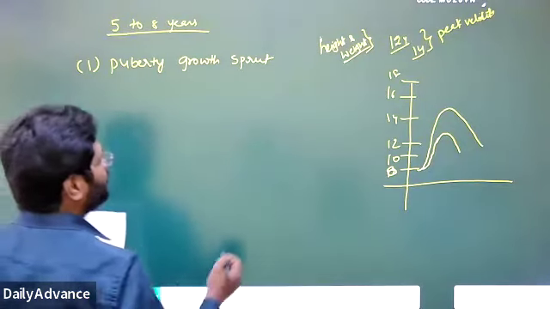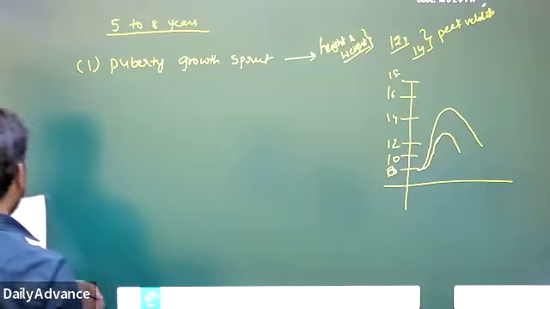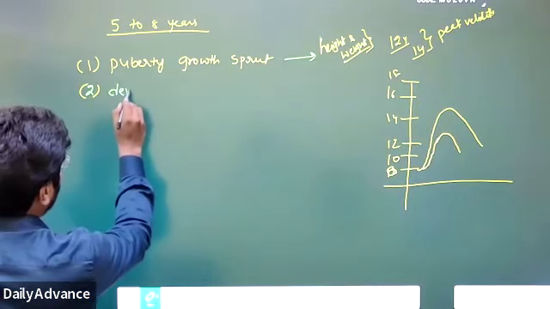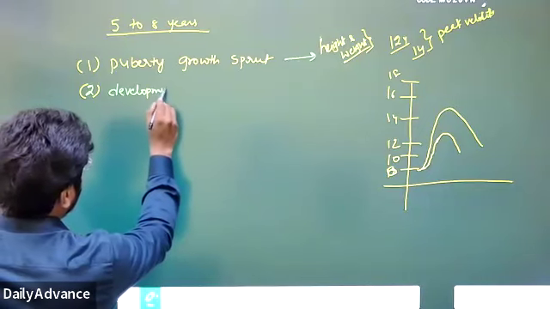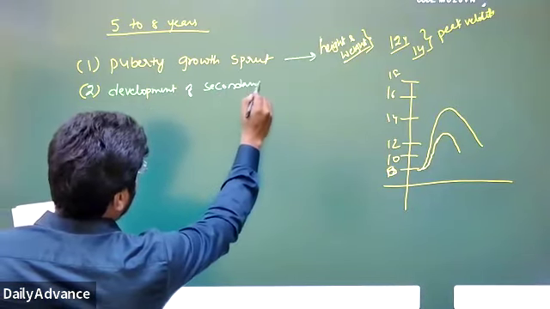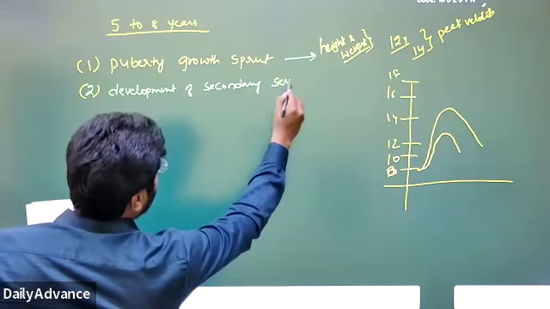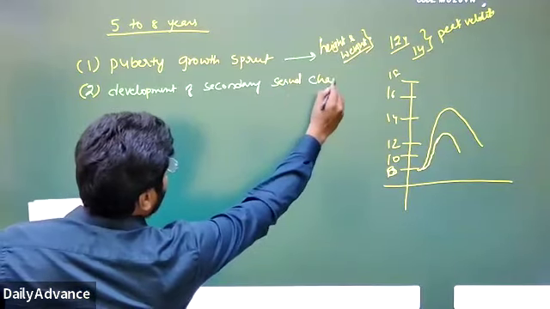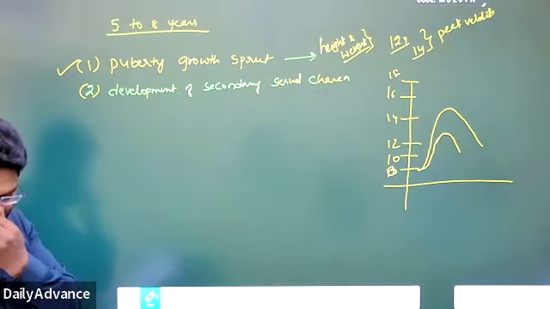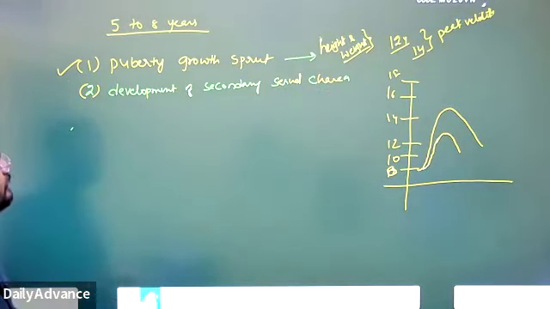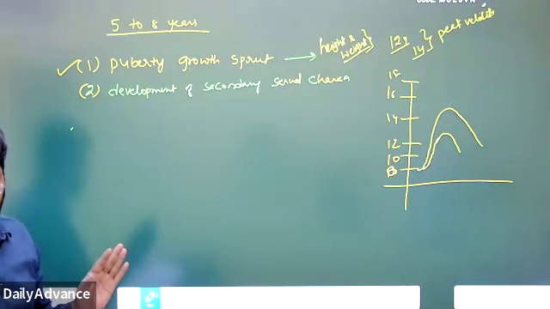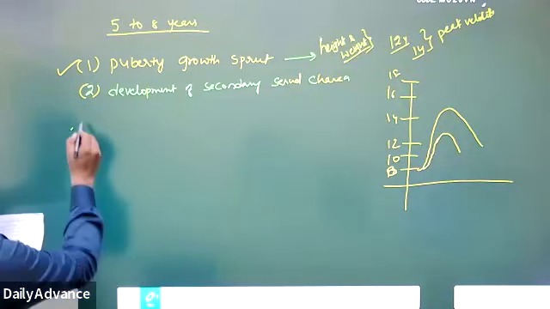So puberty growth spurt in height and weight. The second thing is development of secondary sexual characters. So these are all the things you have to elaborate, one by one. What is the puberty growth spurt? How does it vary between male and female? So that is one point. Second one is development of secondary sexual characters. In male, what are all the secondary sexual characters? In female, what are all the secondary sexual characters?